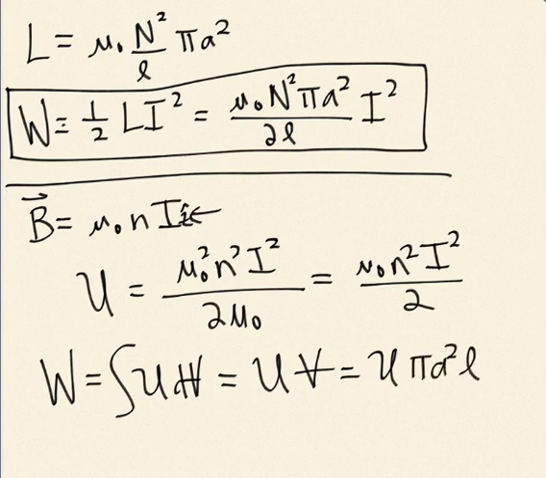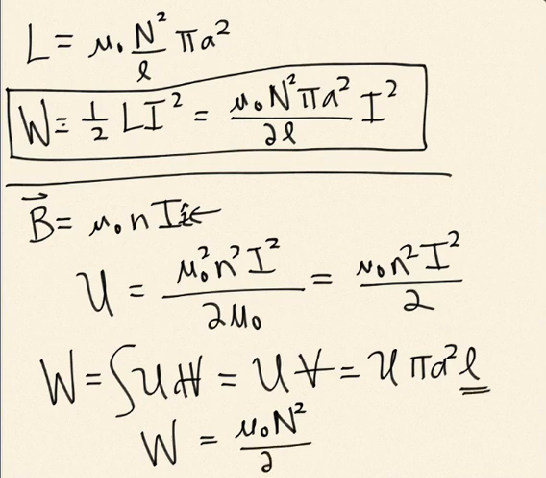Okay? And so if I put all that together, I find that the total energy stored will be mu naught. And let me do this. I'm going to turn little n squared into big N squared over L squared. But one of the L squared is going to be canceled by the L over here. Okay? So I'm going to have it over 2L times I squared, and then times pi a squared. Okay? And you can see that now these two expressions match.